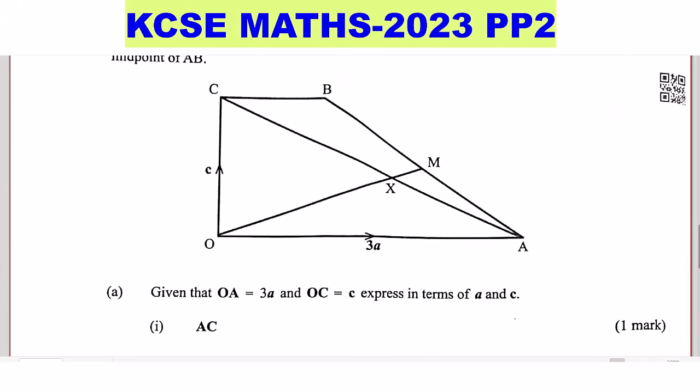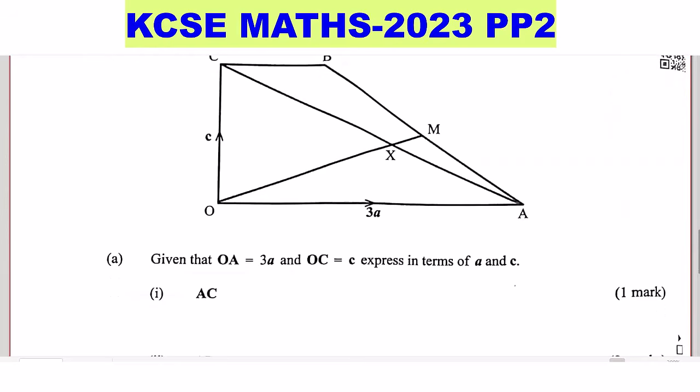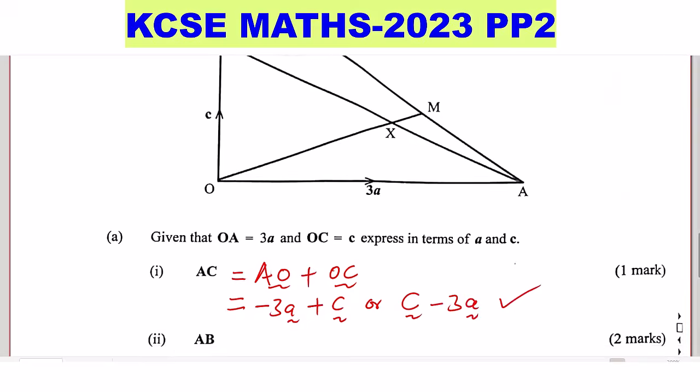So AC will be given by from A to O, then from O to C. That is how we get AC, from A to O plus O to C. AO, you're moving in the opposite direction of the arrow from A to O, so that will be negative 3a plus OC, so AC, or you can write it like c minus 3a. That is the first part.